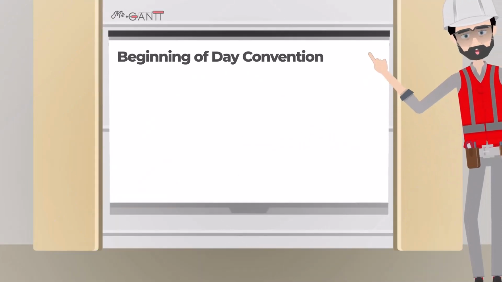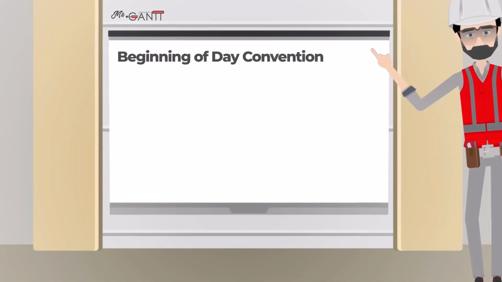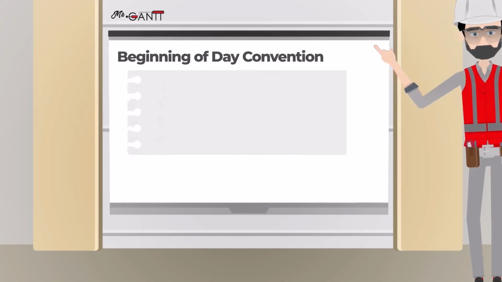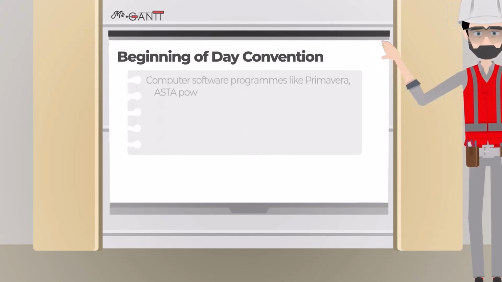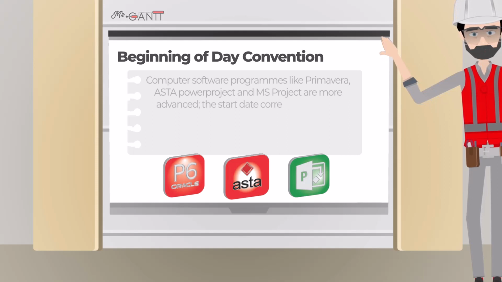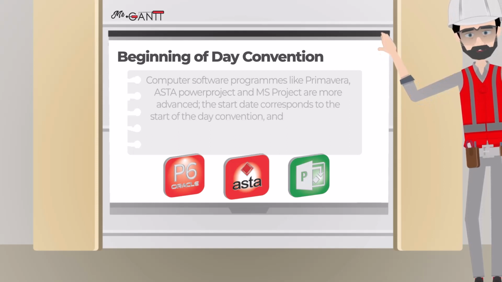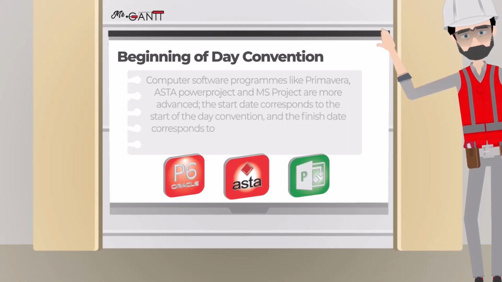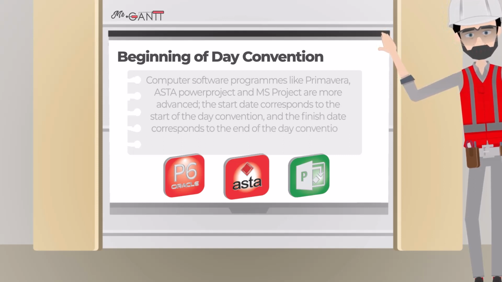Beginning of day convention. Computer software programs like Primavera, Asta Power Project and MS Project are more advanced. The start date corresponds to the start of the day convention, and the finish date corresponds to the end of the day convention.